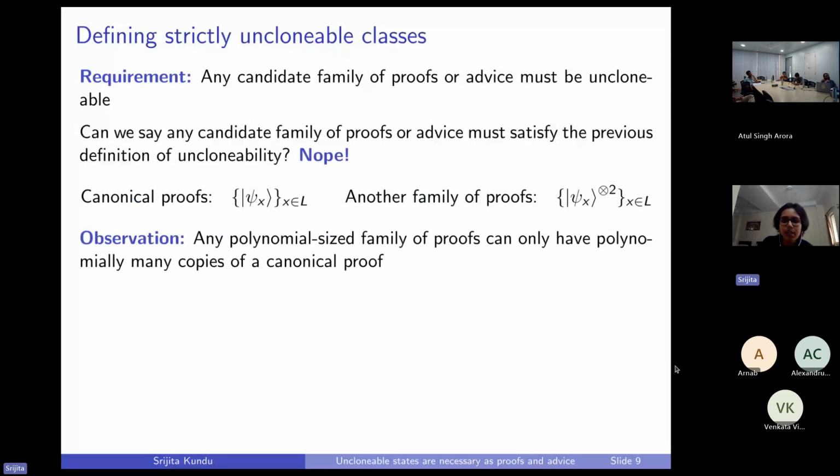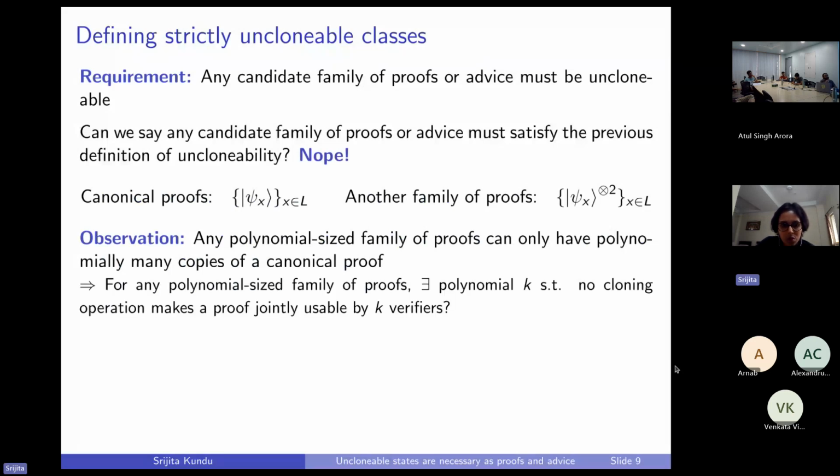But we observed that any polynomial-sized family of proofs or advice can only have polynomially many copies of a canonical proof. So something we could hope for is that for any polynomial-sized family of proofs there exists some polynomial k such that no cloning operation can make a proof that is jointly usable by k verifiers. And this definition turns out to be viable, and this is in fact what we'll do.